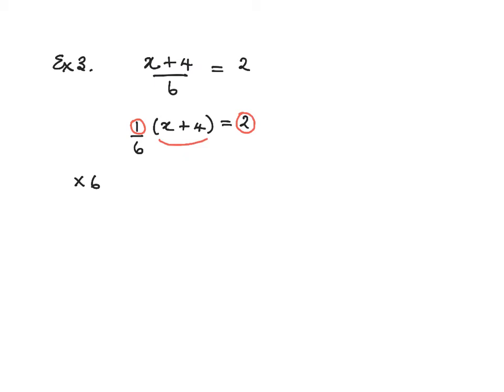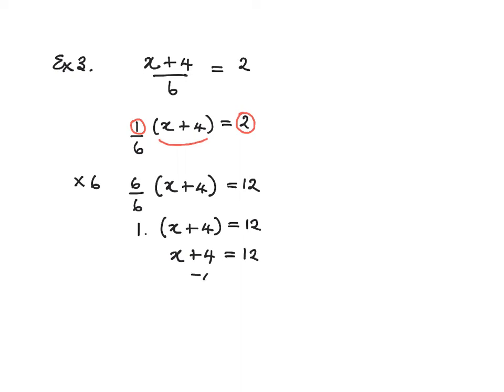6 times 1 is 6 over 6. The bracket remains unchanged. 6 times 2 is 12. 6 divided by 6 is 1. Expand the bracket. 1 times x plus 4 is simply x plus 4. Subtract 4 from both sides, and we have x equals 8.